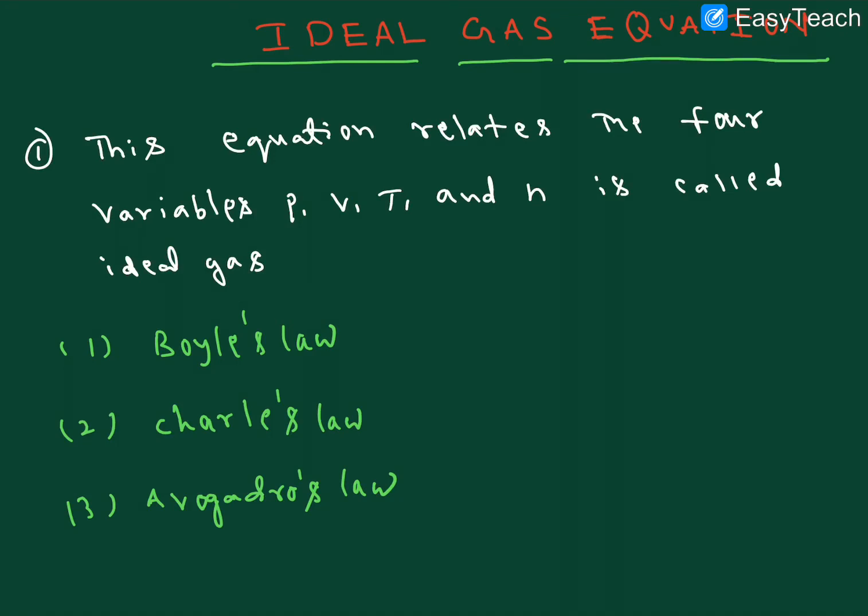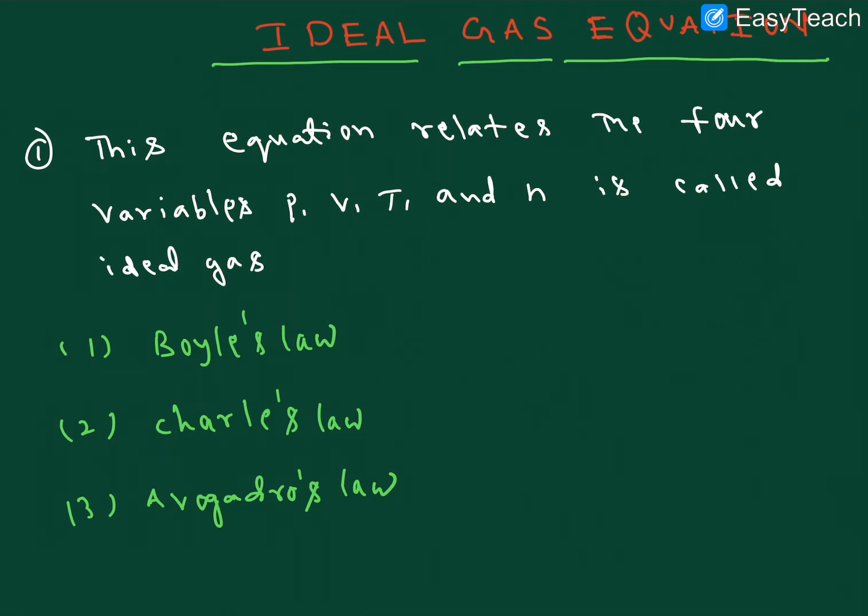In this session, we'll discuss the ideal gas equation. So, what is the ideal gas equation? The equation relates four variables: pressure, volume, temperature, and number of moles. This is called the ideal gas equation, right? These four variables are clearly explained by Boyle's law, Charles's law, and Avogadro's law. From these three laws, we derive the ideal gas equation.